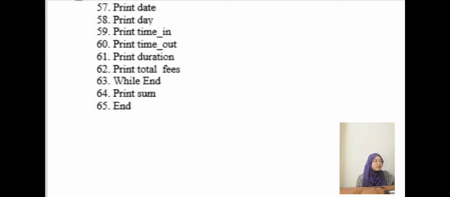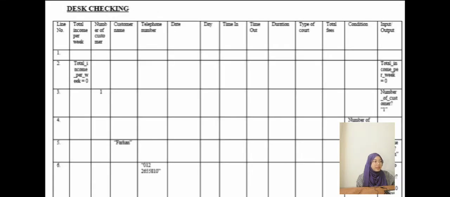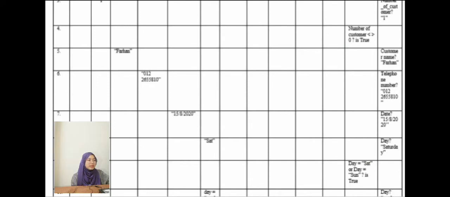Okay, moving on to desk checking. We begin with the second step, which is total income per week, the same as sum equal to 0. And then we enter number of customer. Okay, here is 1 because there is a customer. We enter the customer name, telephone number, date, and then the day. And there will be a condition here. Day equal to Sat or day equal to Sun is true. Okay, day equal to weekend.